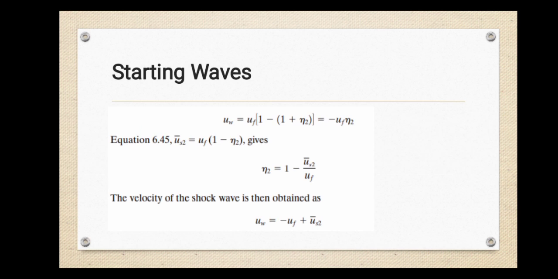Next is the starting waves. At the instant when the signal again changes from red to green, vehicles will then move forward at a speed of u sub s2, resulting in a density of this. So the speed of the shock wave, which in this case is a starting wave, is obtained by this formula. The velocity of the shock wave is then obtained as this.